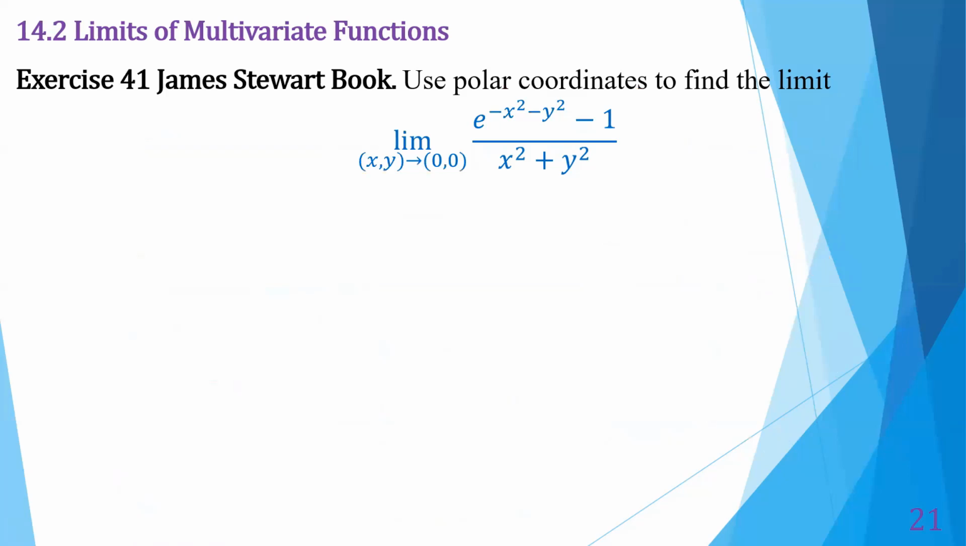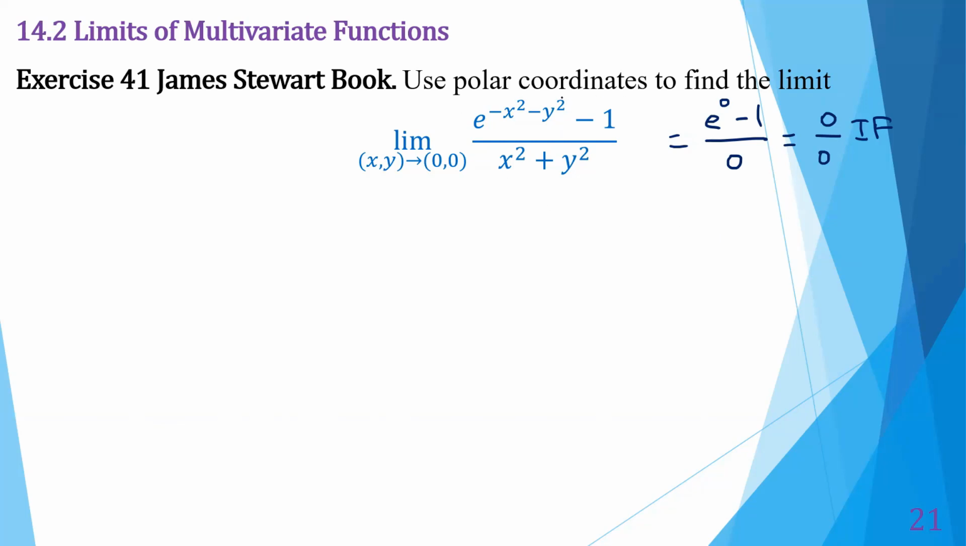Let's consider this limit. The first thing to do is to replace x by 0 and y by 0 and see what happens. So for x = 0, y = 0, we end up with exponential 0 minus 1 over 0. Exponential 0 is 1. So it's 0 over 0, an indeterminate form. So we cannot calculate the limit directly.